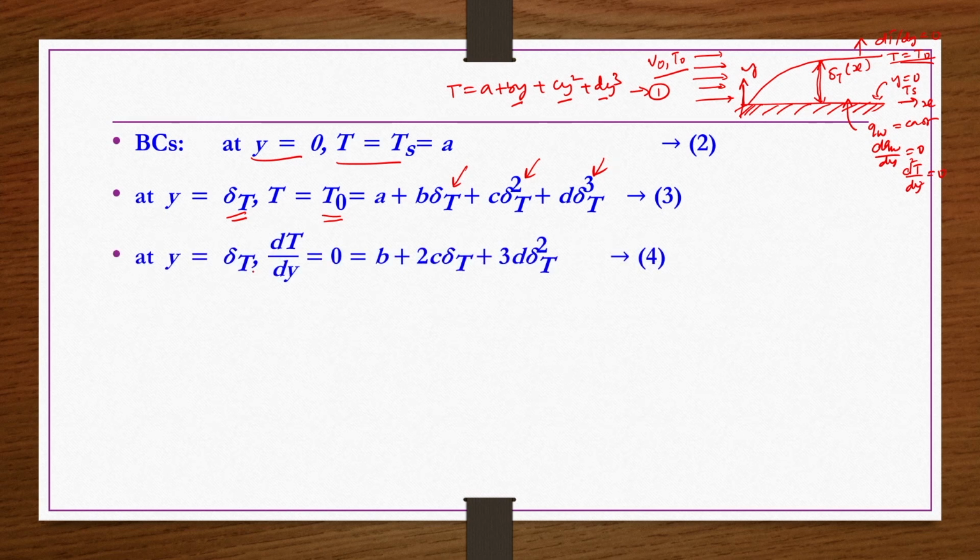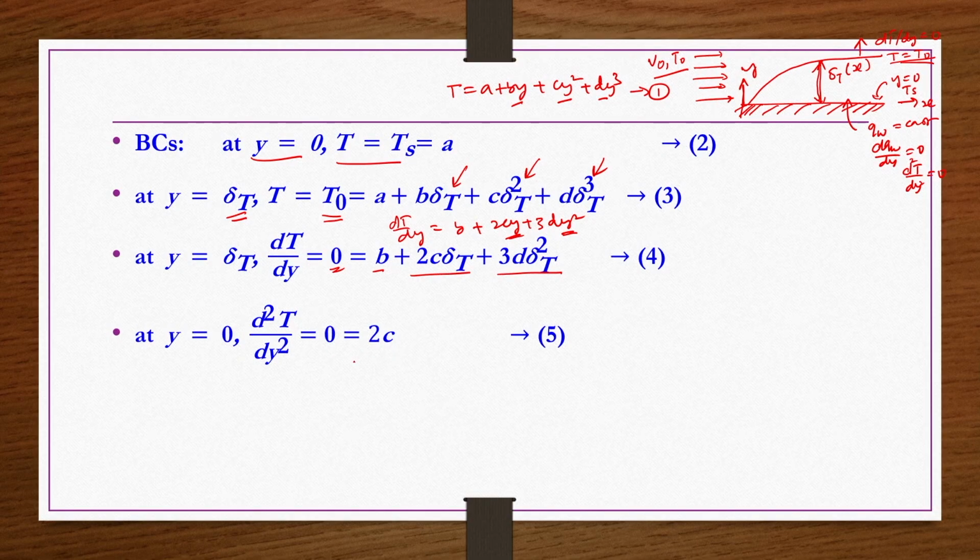Then at y equals delta t, dT by dy is 0, that is the other boundary condition at y equals delta t. So, what is dT by dy? dT by dy is nothing but b plus 2cy plus 3dy square. Now here in place of y you substitute delta t. Then you get b plus 2c delta t plus 3d delta t square is equal to 0, because dT by dy is equal to 0 at y equals delta t.